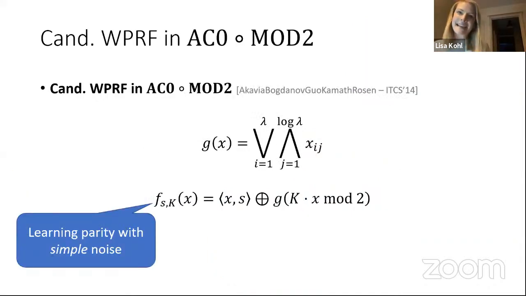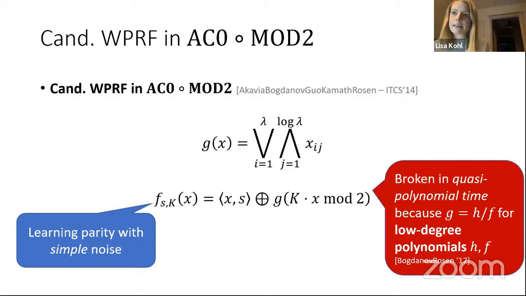The second candidate is the candidate weak PRF in AC0 on top of parities, which can be viewed as learning parity with simple noise, where the noise is an AC0 circuit, but not applied to the input, but applied to the input times the key, which defines the parity layer.